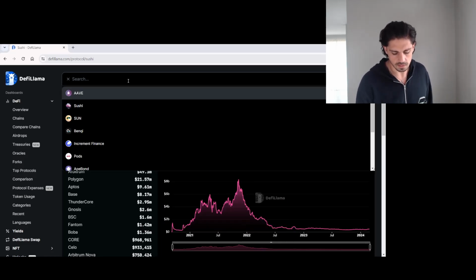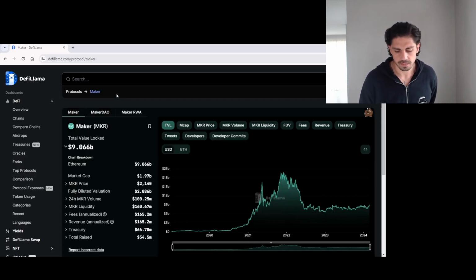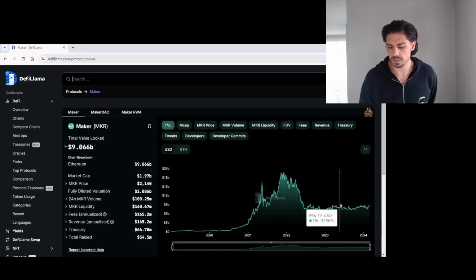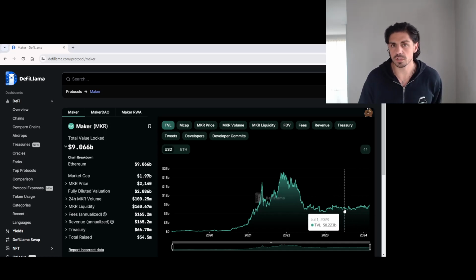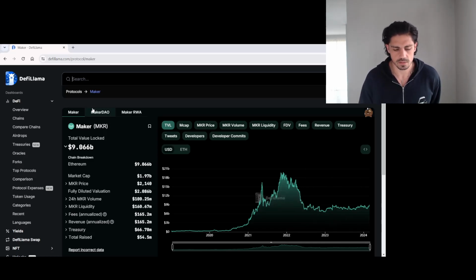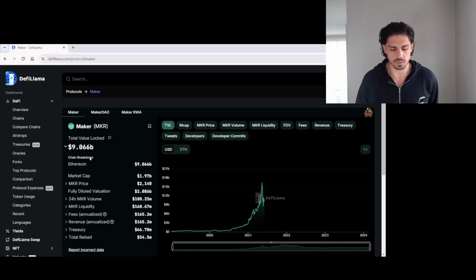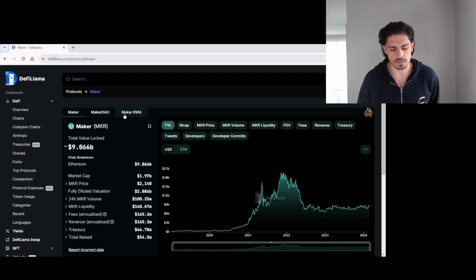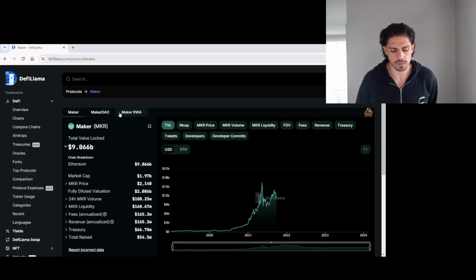So let's take a look at another one. Let's see what Maker's up to. So Maker, look at this: 9 billion and some nice, really healthy numbers. They're holding on to a lot of that TVL post the bull run, right? Which is actually a really nice signal for this DAO. So MakerDAO has 6.8, and then I think they're saying the combined between these two is, yeah, that's what's happening here. So that's very interesting.